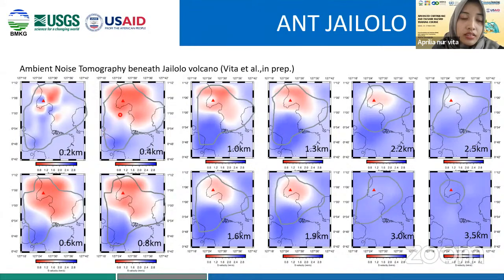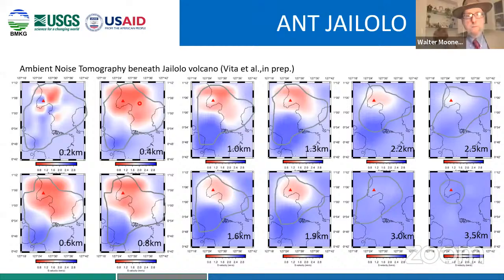Okay, a year of data. But sometimes there is a gap in the data, so we cannot use it for ambient noise tomography. Let's say we only have good data for 8 months or 7 months.